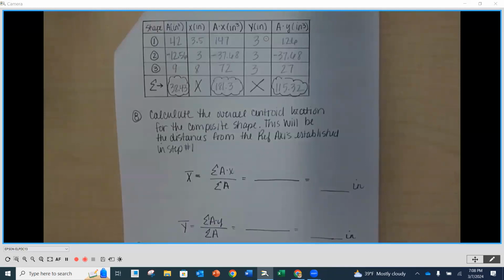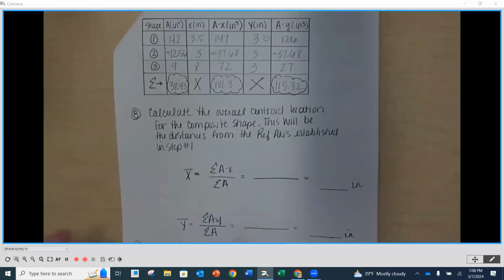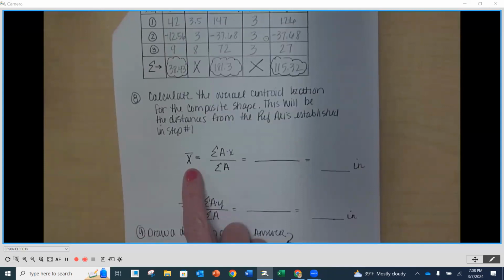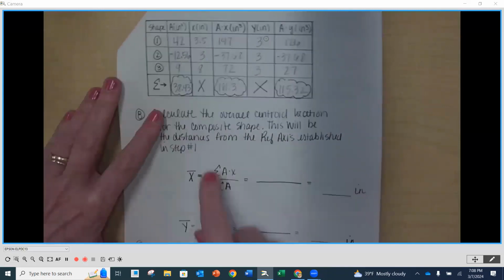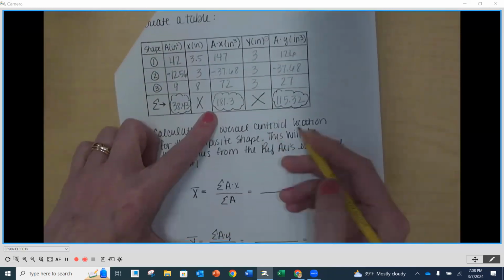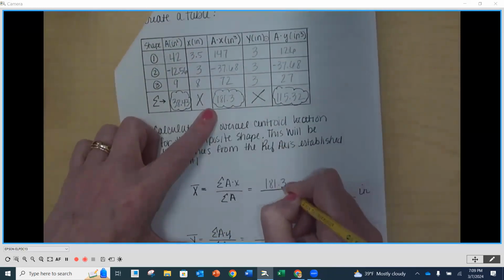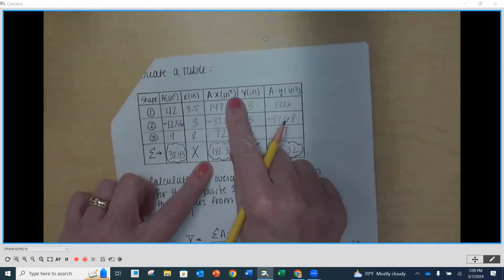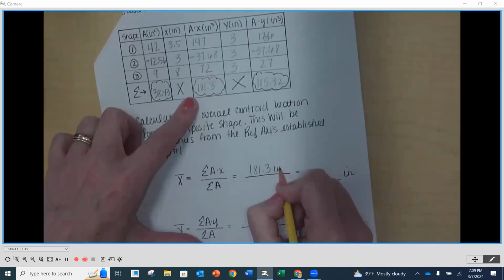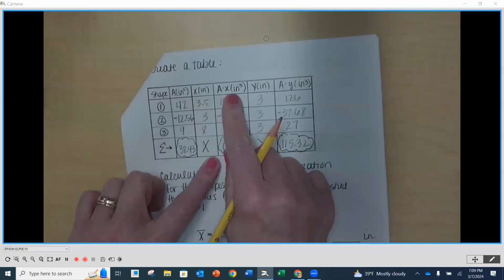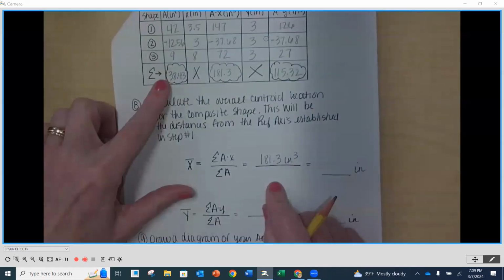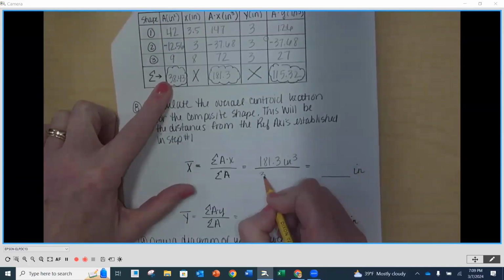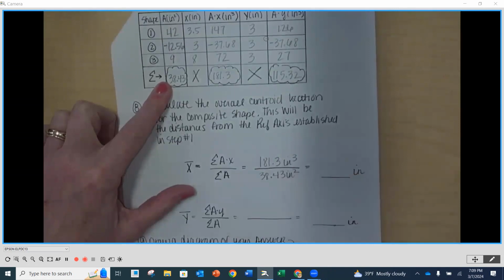Okay, so now we're going to use the equations from earlier. X bar is equal to the summation of the A times the X's divided by the total A's. So we're going to use this number right here, the 181.3, and now we have to put our units in: inches cubed, because it's inches squared times inches. So make sure you put your units in there. And then we're going to divide by the total area. This is 38.43 inches squared because it's area.